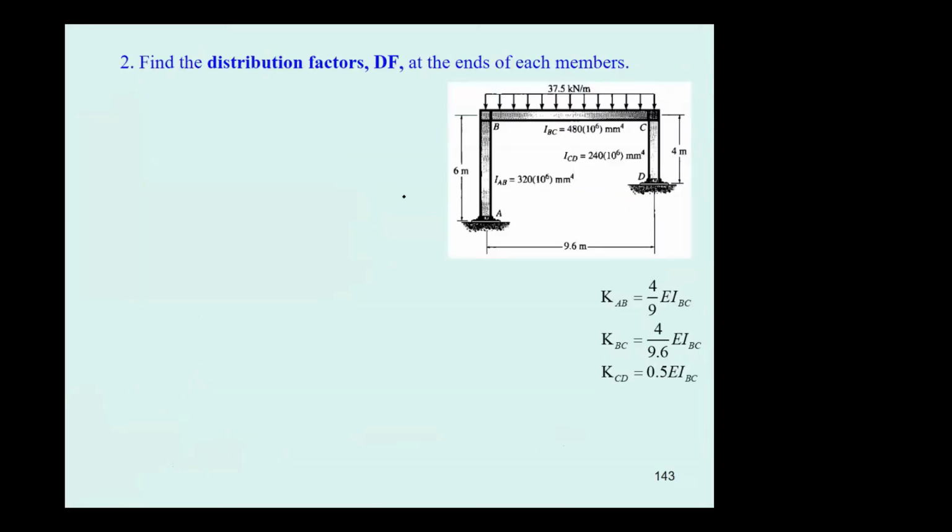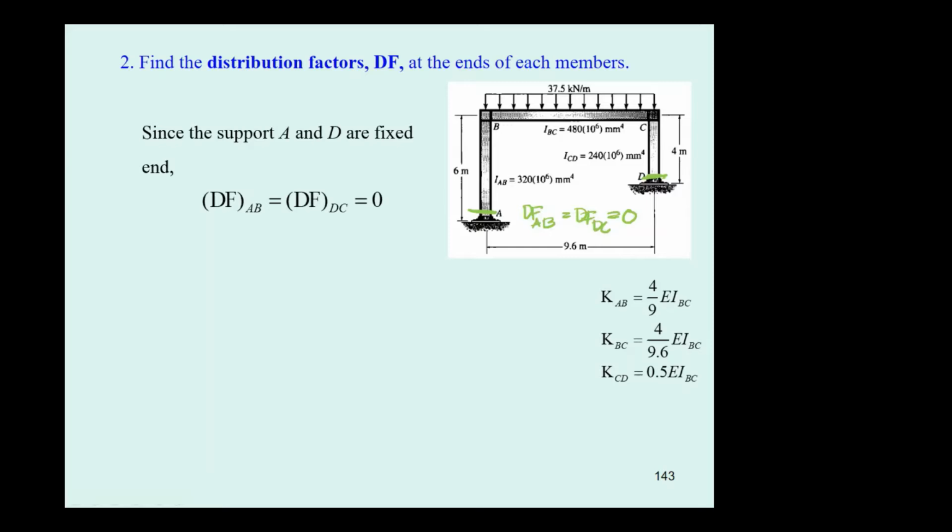Now we have the fixed end of this, and we have the fixed end of this. The distribution factor AB will equal the distribution factor DC. It's going to be 0 because it's fixed. If I change it to a pin, the distribution factor will be 1.0. Just change the support, even though you have the same load, and the analysis of the problem is going to change. So you guys are supposed to be open-minded and concentrate on the concept of the problem.